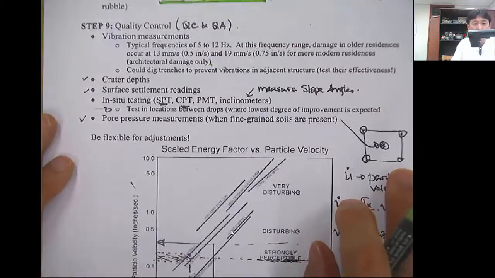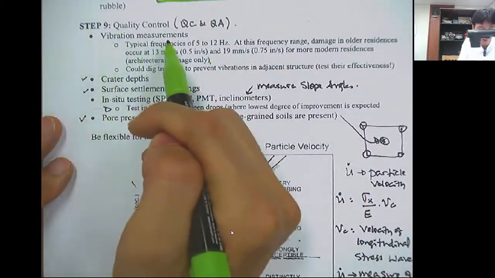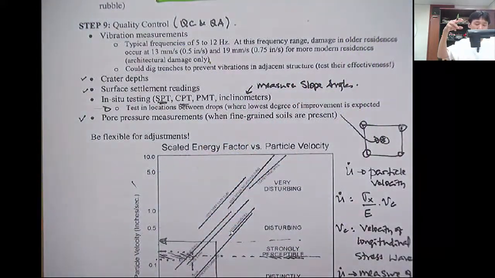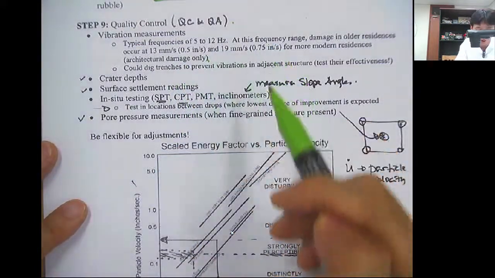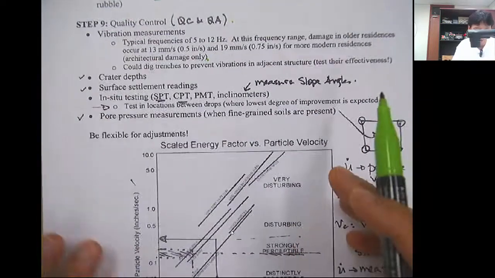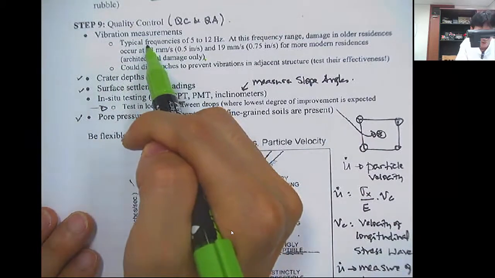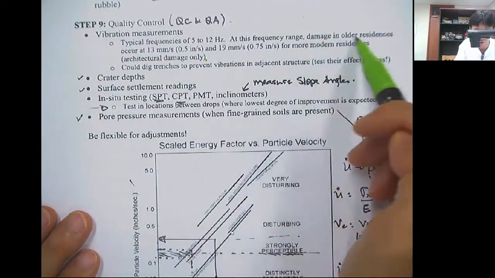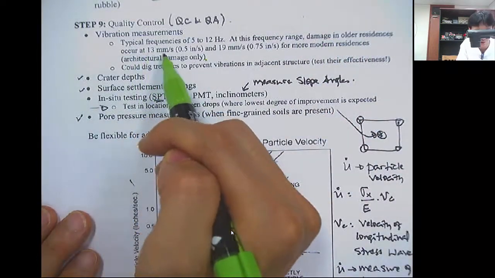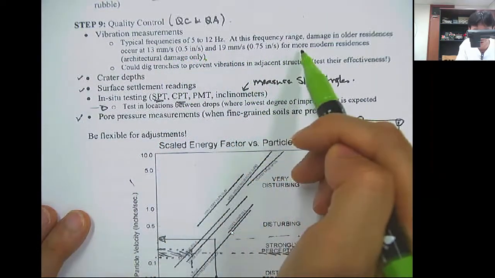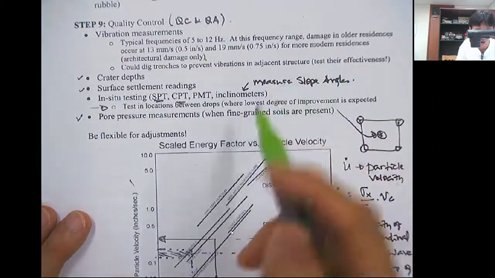And then for quality control, the vibration should be measured. Because if the vibration is too high, that means you are dropping the weight from too high or the weight is too heavy, and it can cause severe vibration and disturbance to the neighbors. Typically the vibration frequency is about 5 to 12 Hertz, and in this frequency range, damage to old residences occurs at 30 mm per sec of particle velocity, or 90 mm per sec for modern residences.